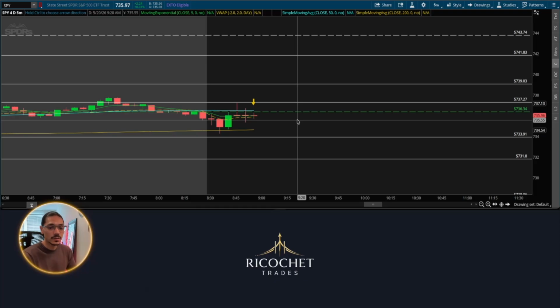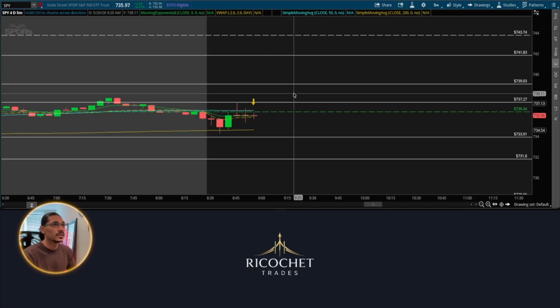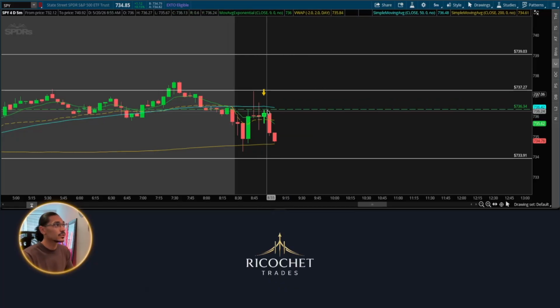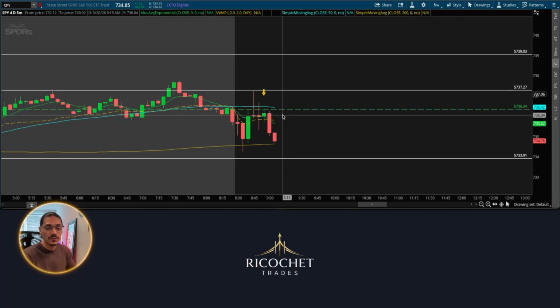So we're going to jump ahead a little bit here and see exactly how that played out, and if we did get that break above those key areas for that continuation break above the 737 range. Okay, jumping ahead about 10 minutes or so, you can see that actually did reject off those key areas, right? So we're seeing the rejection off of the 50 SMA in the intraday, and we're seeing a rejection off of the daily 9 EMA. It's very important to keep in mind that those act as levels of resistance or support depending on which side the price is on.